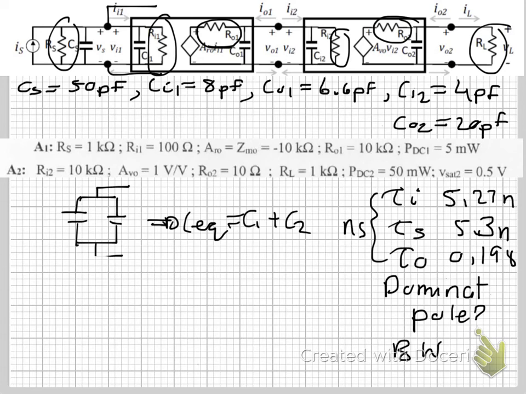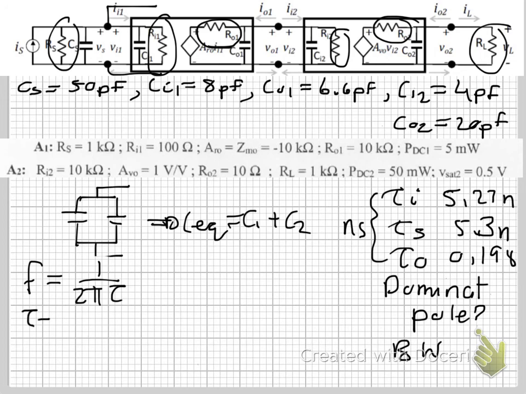So the next question we ask ourselves is: is there a dominant pole within these three poles? As we discussed in the notes, the dominant pole is at least an order of magnitude lower than the closest pole to it. And when you consider the dominant pole, you only consider the first two poles. First of all, we need to turn these time constants into frequency equivalents by using f is equal to 1 over 2 pi tau. It's just the time constant.